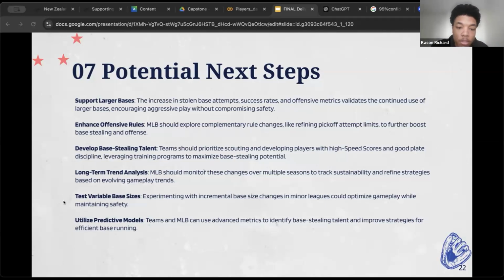MLB should monitor these changes over multiple seasons to track sustainability and to refine strategies. Experimenting with incremental base size changes in minor leagues could help optimize gameplay. And the 30 teams in the MLB and the MLB itself could use advanced metrics to identify base stealing talent and improve strategies for efficient base running.